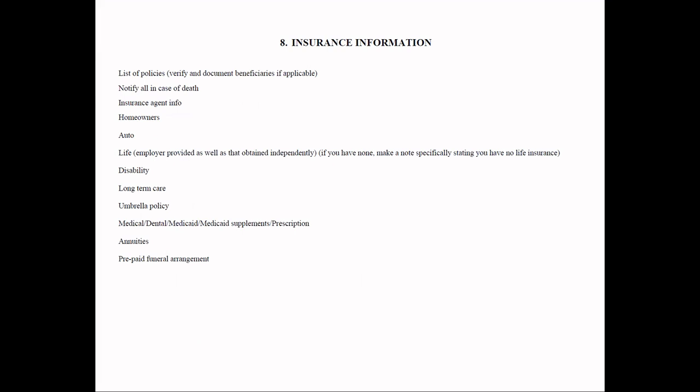You may have long-term disability, long-term care, several different types of medical, dental, Medicaid, Medicaid supplement, prescription, all those kinds of policies. Annuities, I guess, count as insurance, and of course, prepaid funeral insurance.